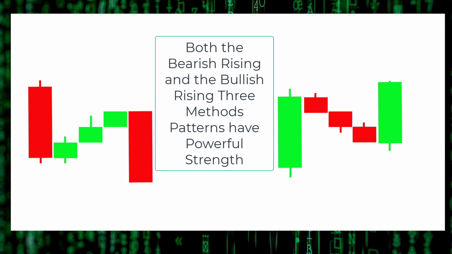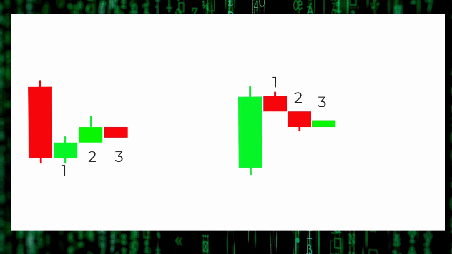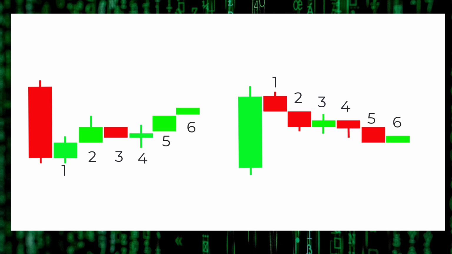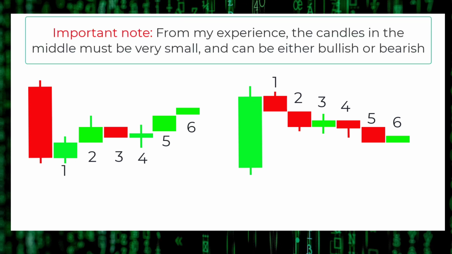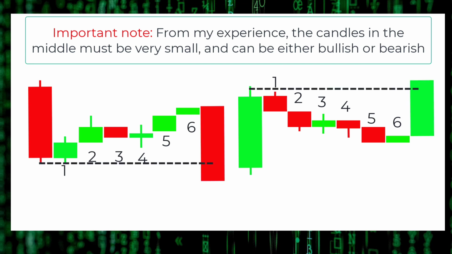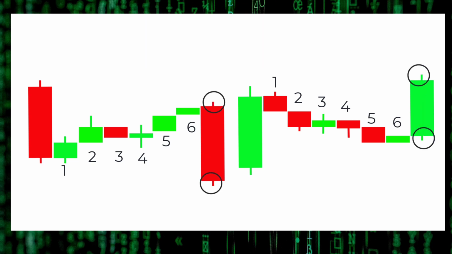I have rated the strength of these 2 patterns as powerful. However, I do not agree with the number of candles that it should constitute of. For example, if you end up with 4, 5, or even 6 candles in the middle instead of only 3 candles, it will still be a powerful and tradable pattern. As long as the last candle closes beyond the first candle's high, or low, with either small wicks, or no wicks at all, and a long body candle.